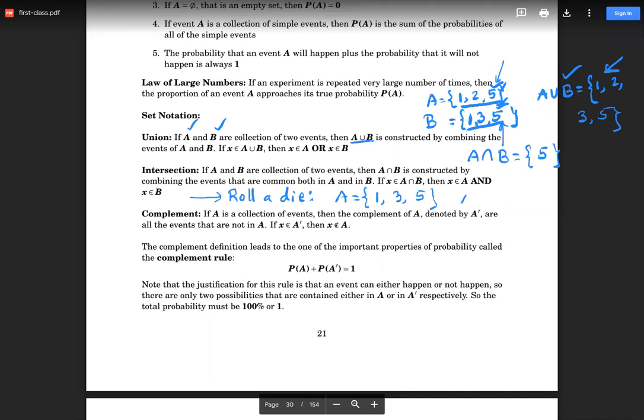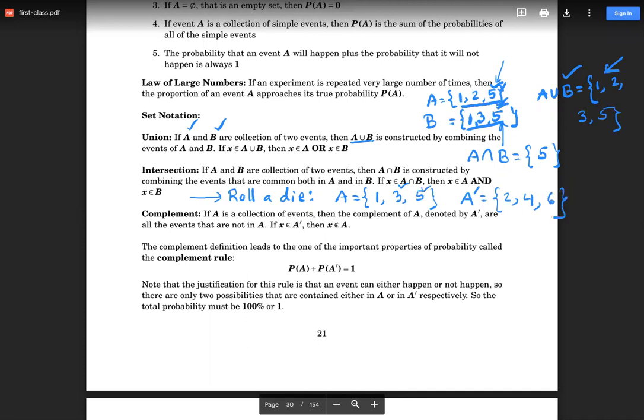Then my complement of A is going to be what is not in A. Remember, A complement means what is not in A. So what is not in A in the context of rolling a die? If you roll a die, you get 1 through 6, right? So 1 is here, 2 is not here, so 2 must be here. 3 is here, 3 cannot be in A complement. 4 is not in A, 4 must be in A complement. 5 is in A, so 5 cannot be in A complement. 6 is not in A, so 6 must be in A complement.